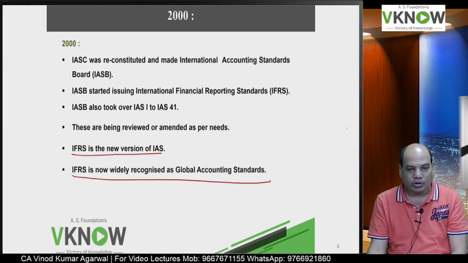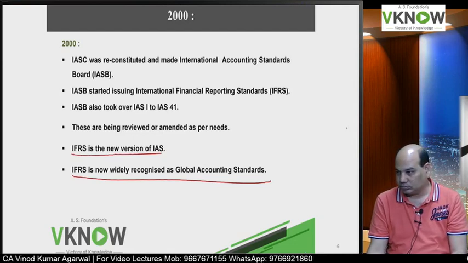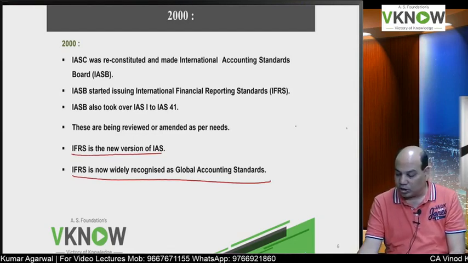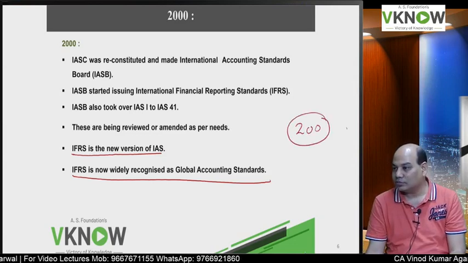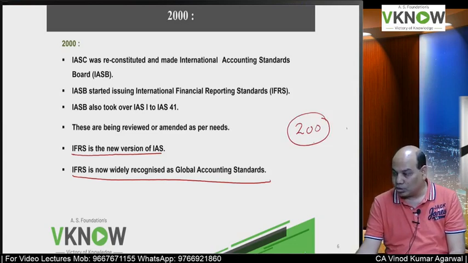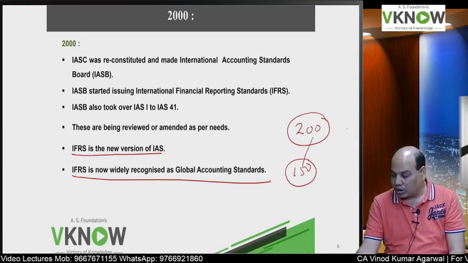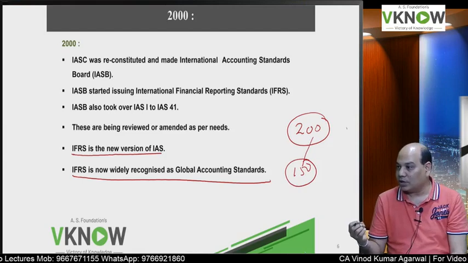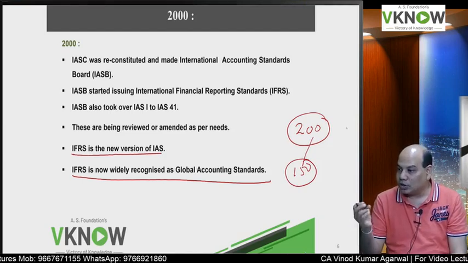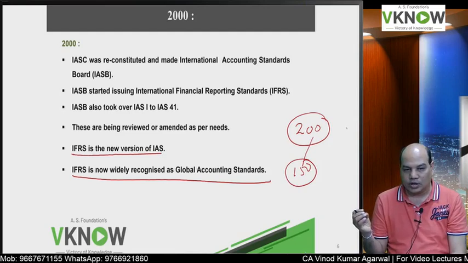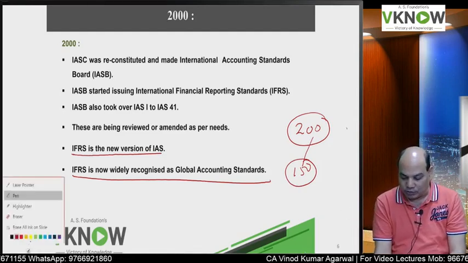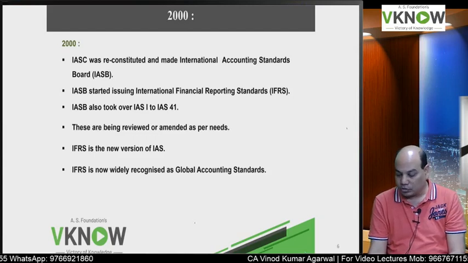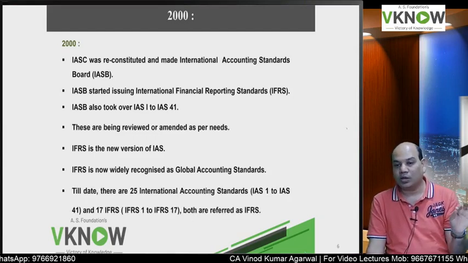How many countries follow IFRS? More than 150 countries. Globally there are approximately 200 countries, and out of that more than 150 either they have adopted IFRS or they have converged to IFRS. Okay, the numbers keep changing because some new members will start following IFRS also. So it is now treated as a global accounting standard.